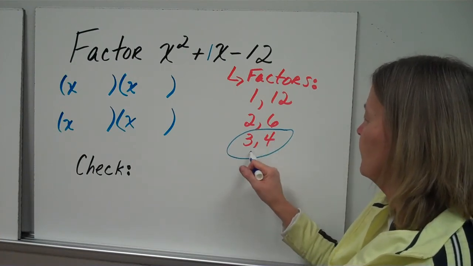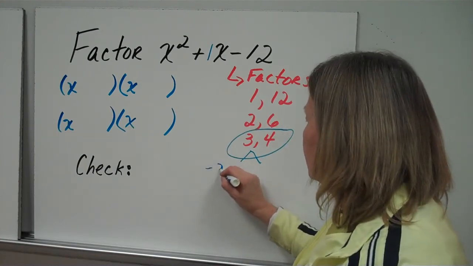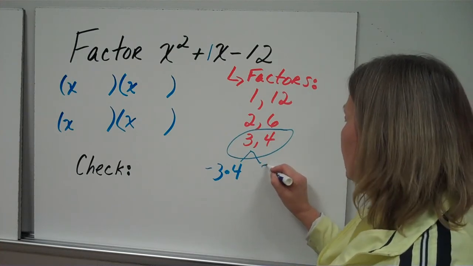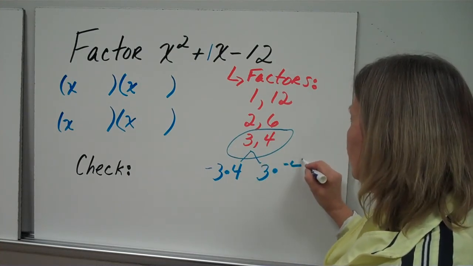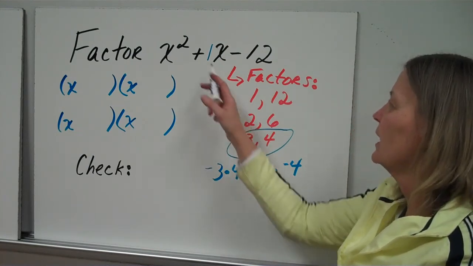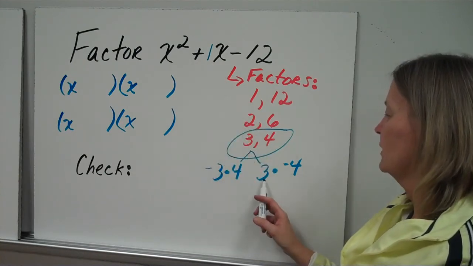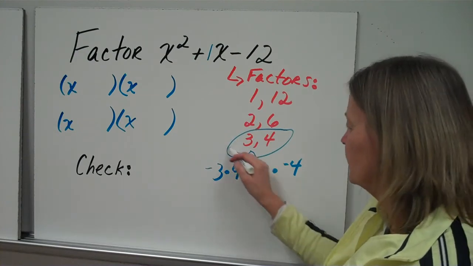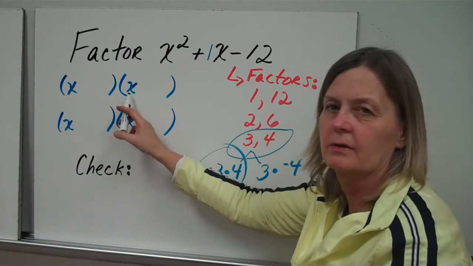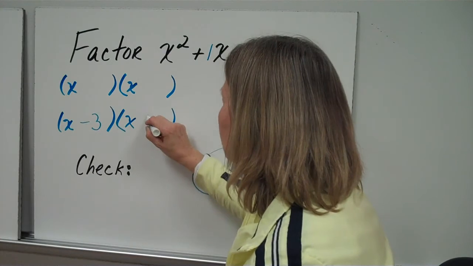Because we're going to look at these. We have a negative 12. Your choices are negative 3 times a positive 4 or a positive 3 times a negative 4. Which of these two pairs will add to a positive 1? Does negative 3 plus 4 add to a positive 1 or negative 3 plus negative 4? It would be this one. This is the one that'll go in your parentheses. So again, begin with the x as the first, and then fill in a minus 3 and a plus 4.